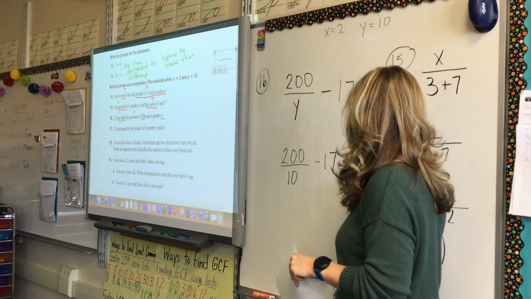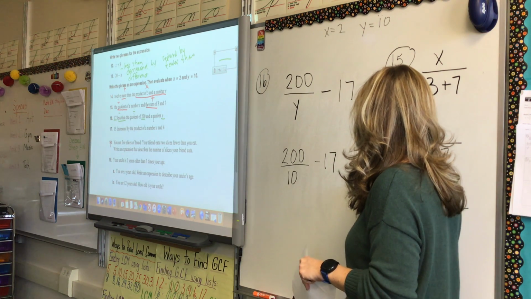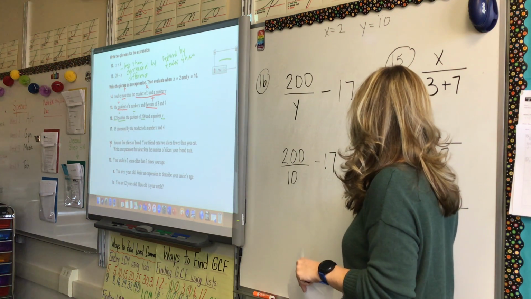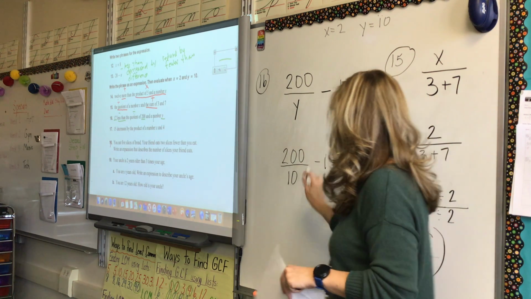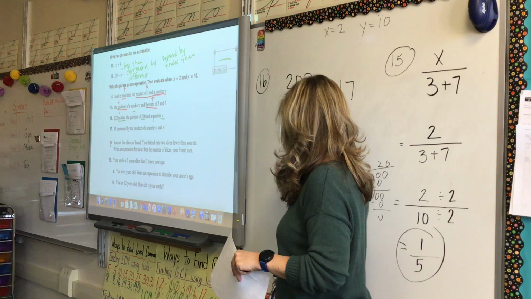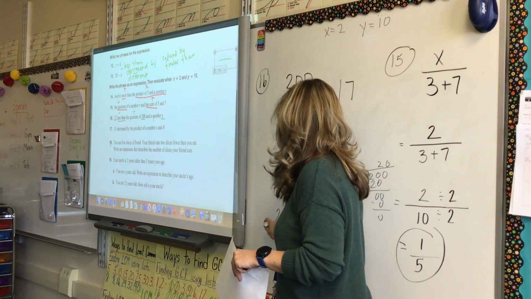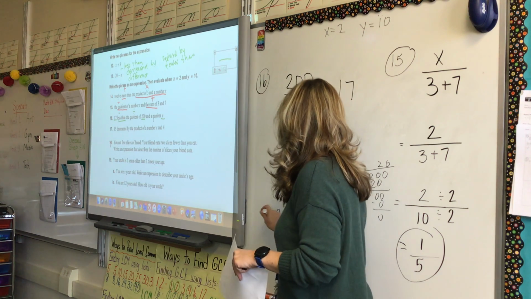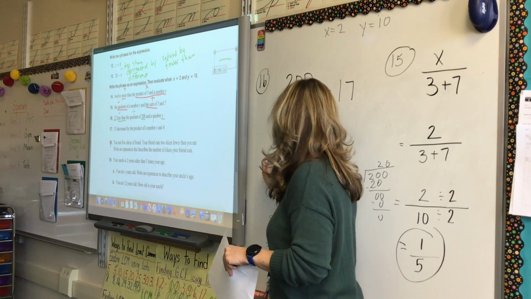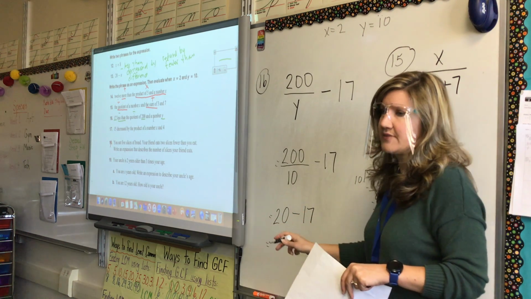If you need to do the work, right? 200 divided by 10 is 20. So here we have the quotient of 200 divided by y, which is 200 divided by 10, is 20 minus 17. We're getting closer to an answer. So what is 20 minus 17?